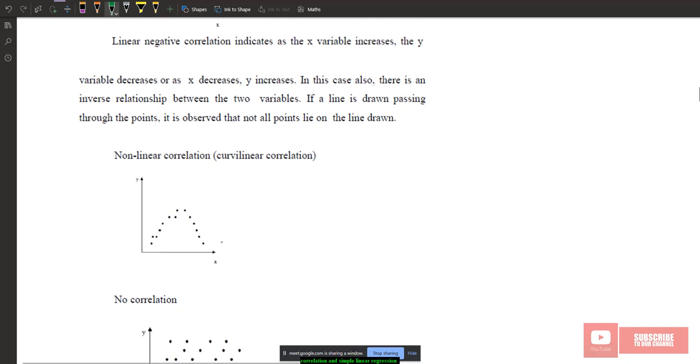When we see a non-linear correlation, we can see a quadratic shape. This doesn't mean no correlation, but it has a correlation. The first half is a positive correlation, the second half is a negative correlation. But this is a non-linear correlation, which is not our interest in this topic. We are interested in studying linear correlation only in this topic.